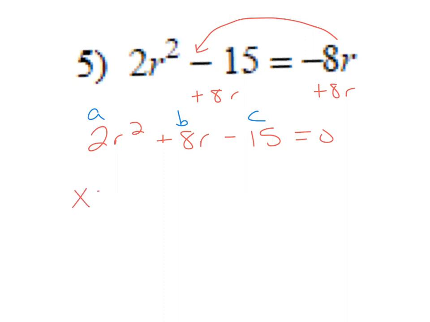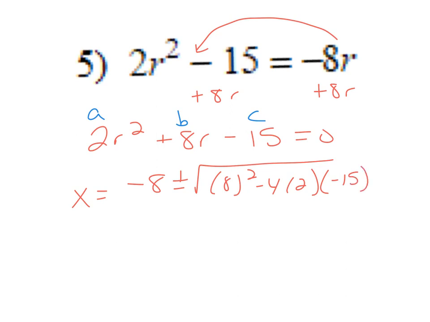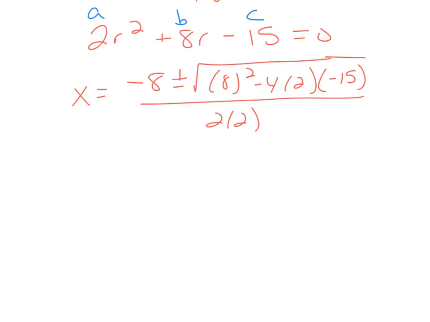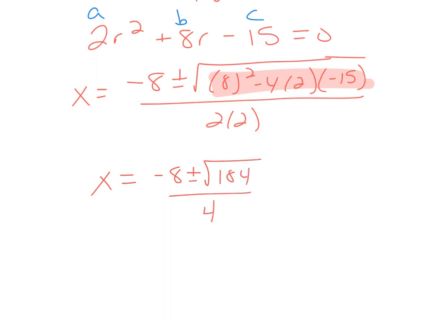So now I've got x equals the opposite of b, so it'll be negative 8 plus or minus the square root of b squared, so 8 squared, minus 4 times a times c, all over 2 times a, or 2 times 2. All right, so now I'm going to type in the inside here. I've got 8 squared minus 4 times 2 times negative 15. And when I do that, I get x equals negative 8 plus or minus the square root of 184 divided by 4.